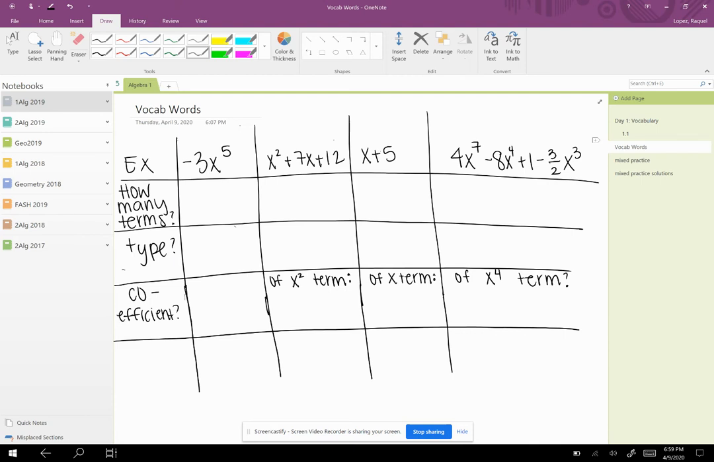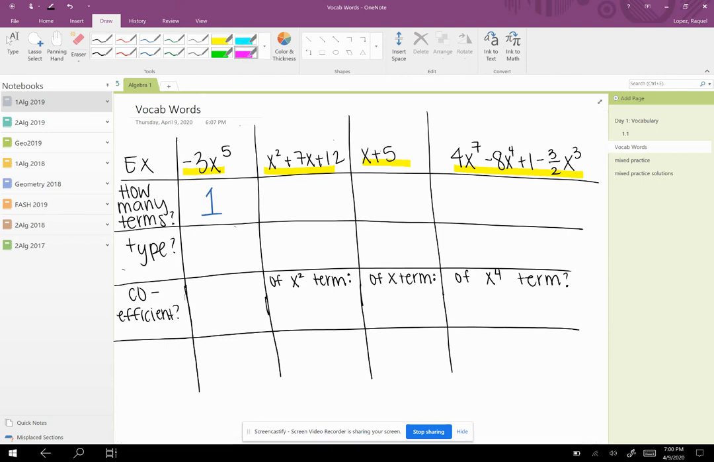So let's take a look at these expressions, okay? All of these expressions right here, these are all polynomials, okay? That's what I mean when I say polynomials. Now, polynomials can have 1, 2, 3, or more different kinds of terms. If we look at that first one, negative 3x to the 5th, that has 1 term, okay? Negative 3x to the 5th is just 1 whole term.